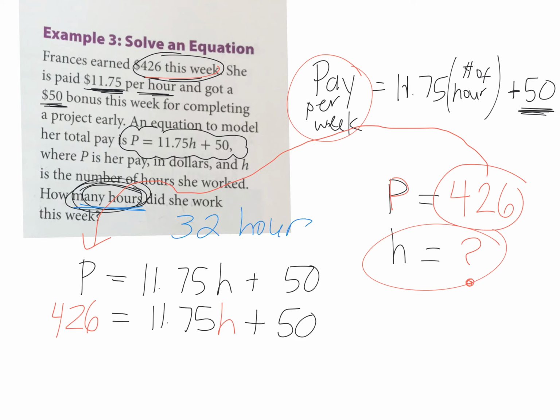The question said, how many hours did she work for that week? 32 hours. Does that sound reasonable? Yeah. So she got $11.75 an hour. She worked 32 hours. Plus she got an additional $50. You can always go back and check.